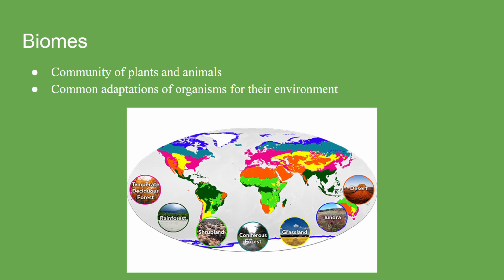So biomes are communities of plants and animals, and there are common adaptations of organisms for the environment, which gives them their characteristics. As you can see on this map, these are the list of biomes, which I will go into in more detail on the next slides.